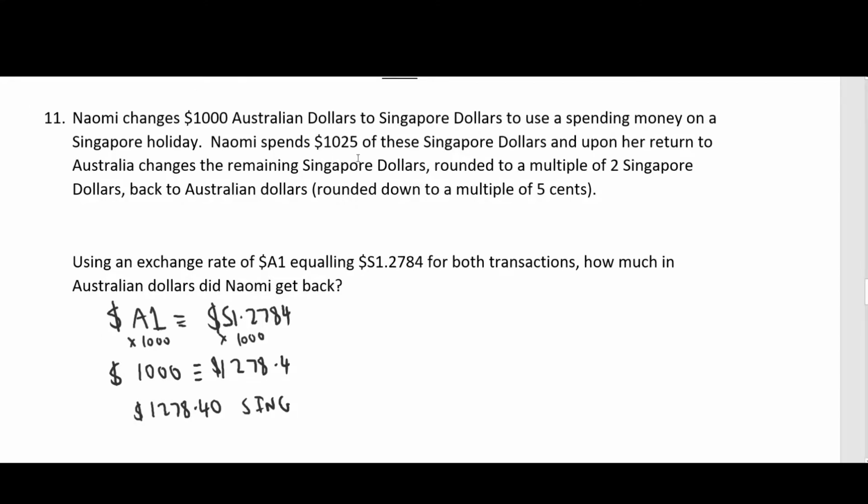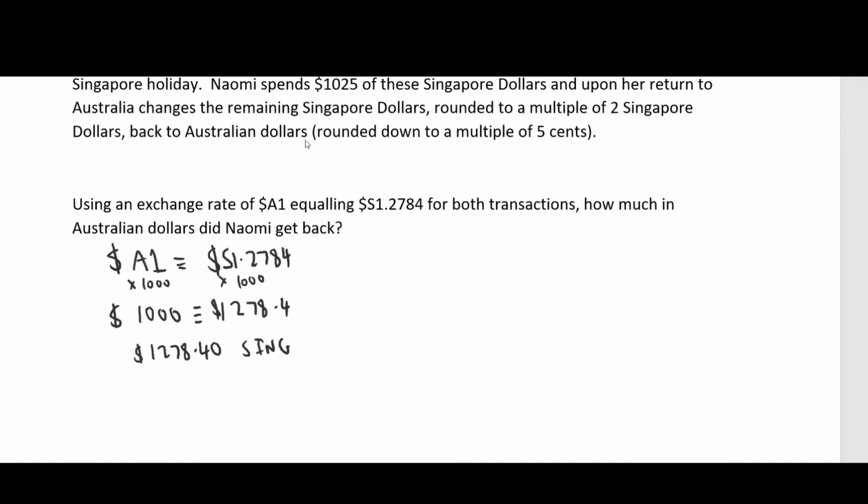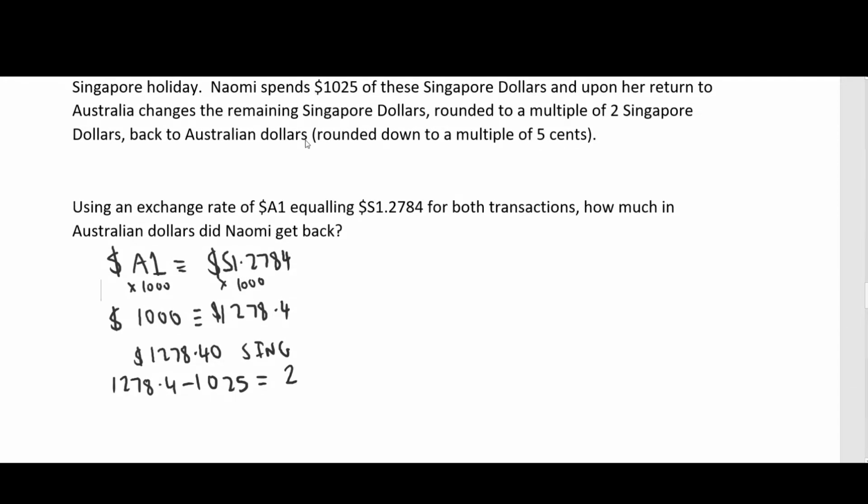She then spends 1,025 of that. So 1,278.4 take 1,025 gives $253.40. Okay, that's what's left over.